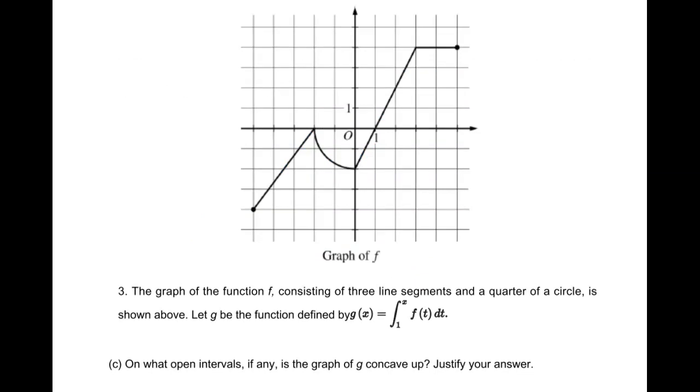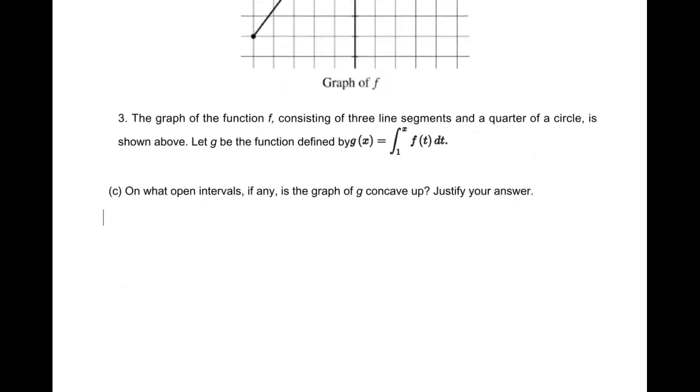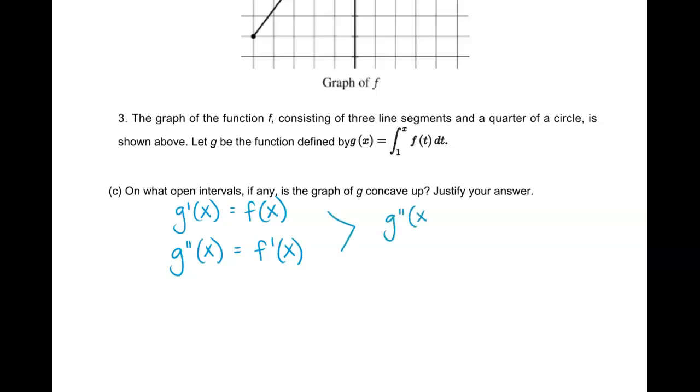All right, concavity has to do with second derivative. So let's go there. We're talking about g again. We already know that g prime of x is f of x from the previous part, from part B. G double prime of x then is f prime of x. So we are looking for when g double prime of x is greater than 0. That's when g will be concave up, which is true when f prime of x is greater than 0.